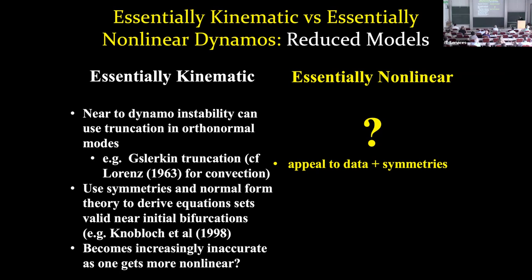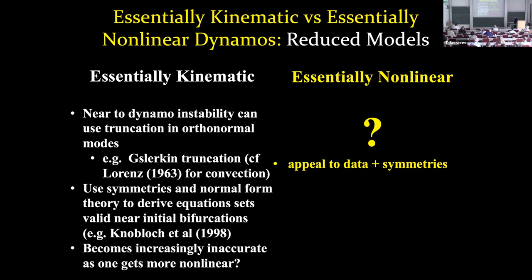You could use the symmetries. For example, if you're solving some kind of system in a sphere, you know that there are certain symmetries that the sphere has. So you use these symmetries and normal form theory to derive equation sets that are valid near the bifurcations. In the late 90s, Edgar Knobloch and collaborators had a lot of joy in trying to understand modulation of the solar cycle by essentially looking at the interaction of dipole and quadrupole modes. These are just modes of different symmetries.